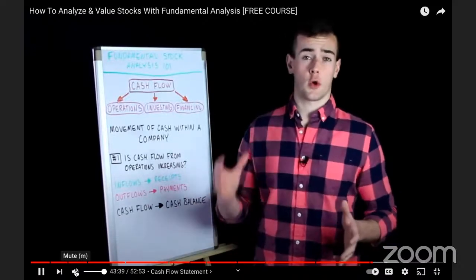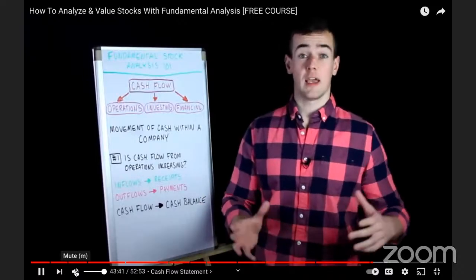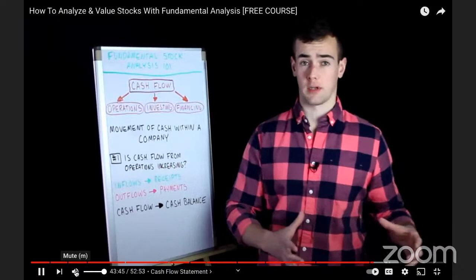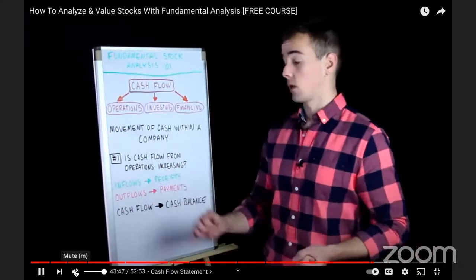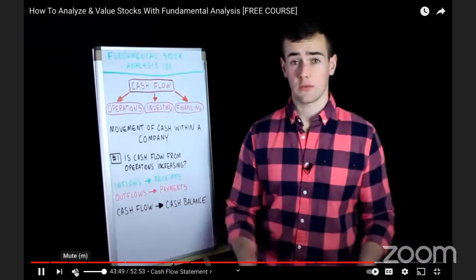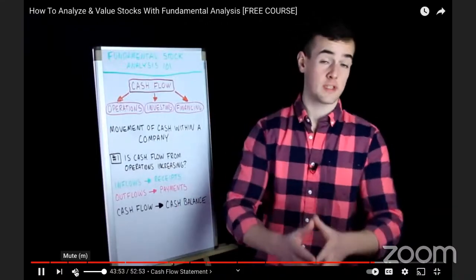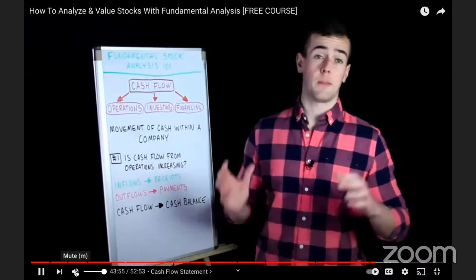Essentially, what you're looking to determine when looking at the cash flow statement is: is cash flowing into this company or is cash flowing out of this company, and you're looking at both the inflows and the outflows. Now, inflows are going to be cash coming in or receipts, for example, if this was your small business, and then outflows would be any payments that you are making.